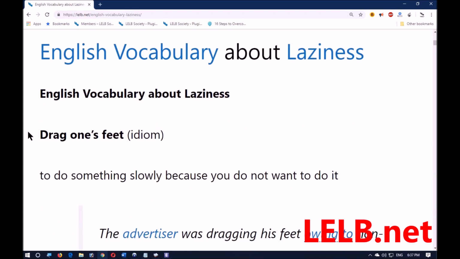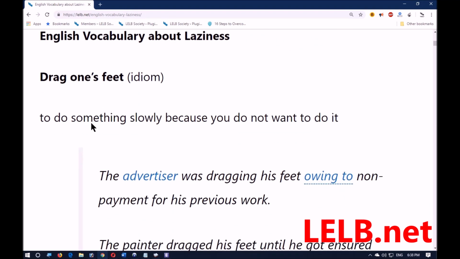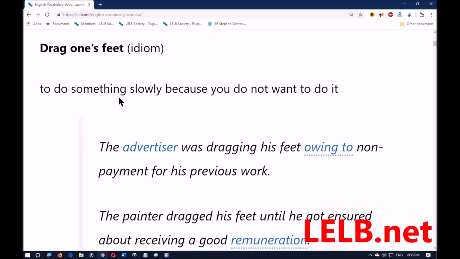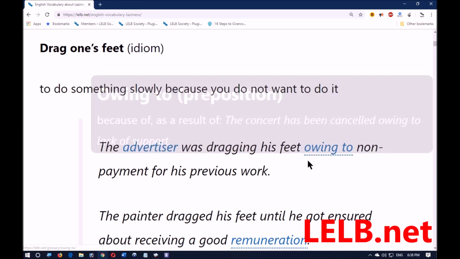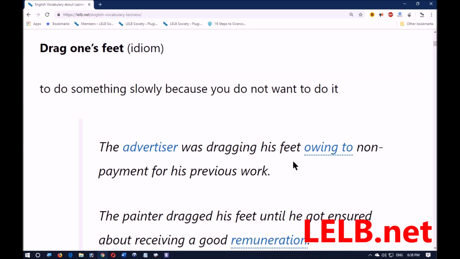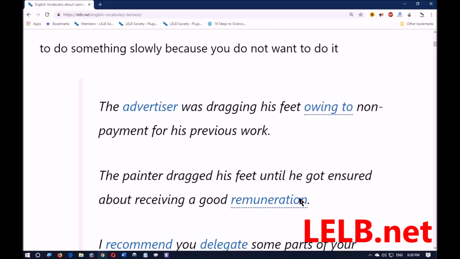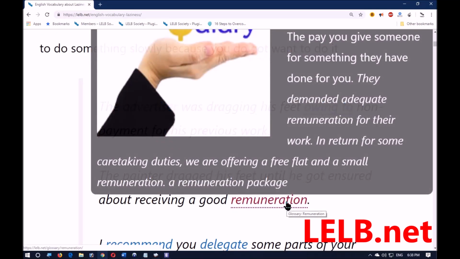Okay, so the first item is an idiom, which is drag one's feet, and it means to do something slowly because you do not want to do it. Okay, so the advisor was dragging his feet owing to, means because of, non-payment for his previous work, and the painter dragged his feet until he got assured about receiving a good remuneration, which means salary. Okay, it's the pay you give somebody for something they have done for you.